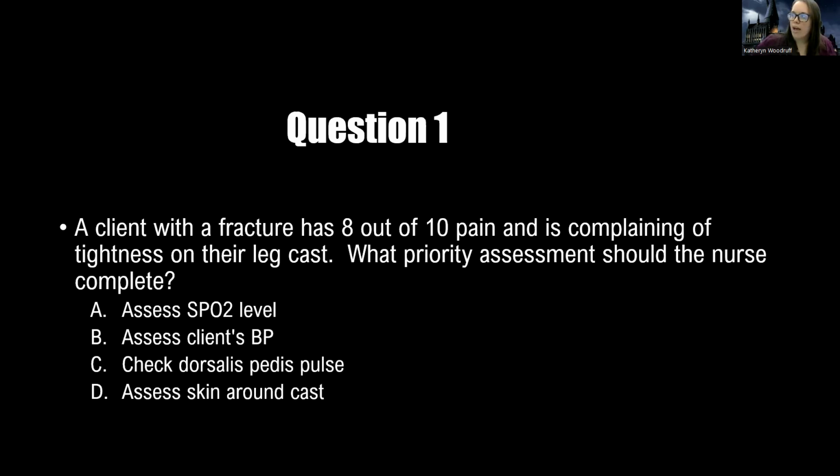So with a question like this, what we want to consider is first we have to look at the data we have. So we're looking at a patient with a fracture. They have 8 out of 10 pain, and I mean that's kind of high, but maybe expected for this fracture. I don't know. We'll have to see. And they're complaining of tightness on their leg cast. So really, it's saying, what do I need to do next?